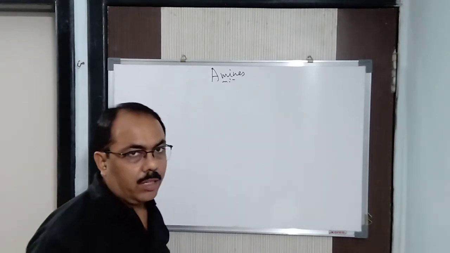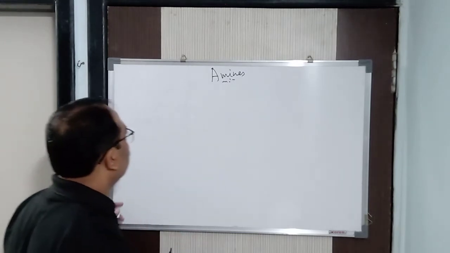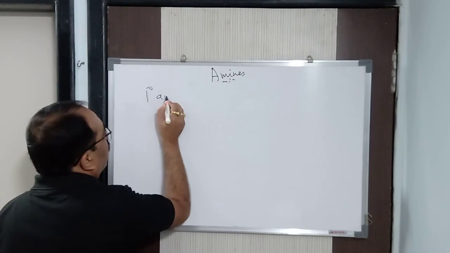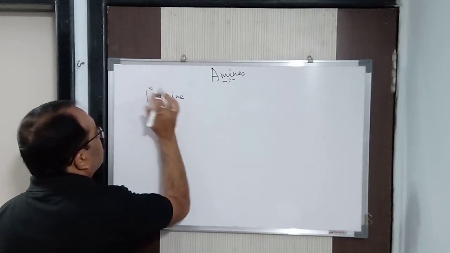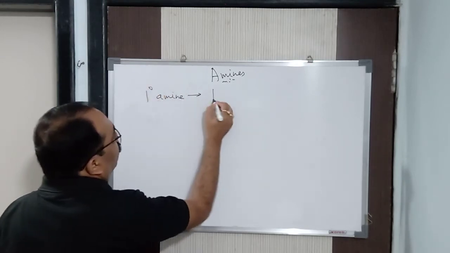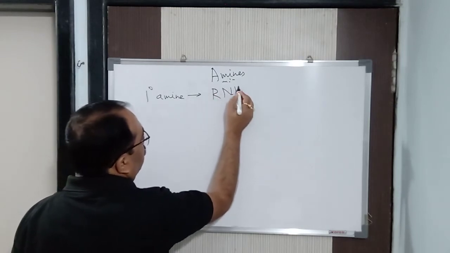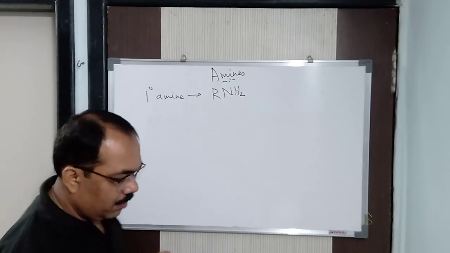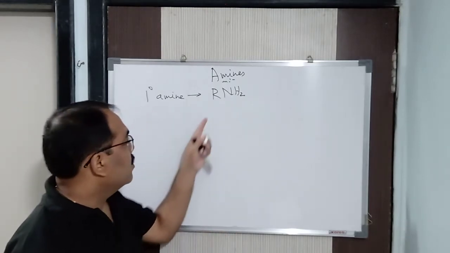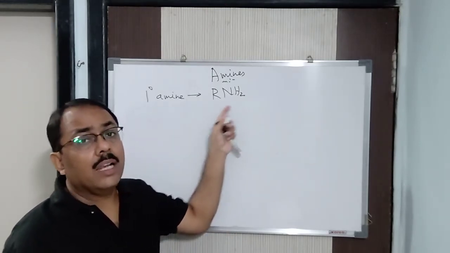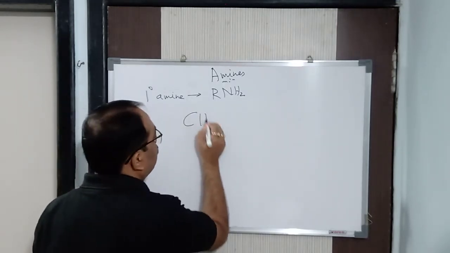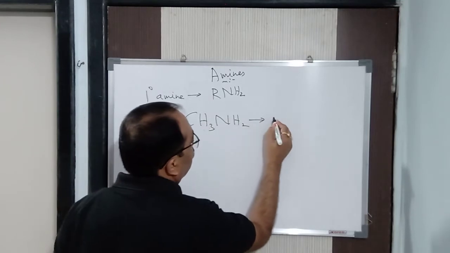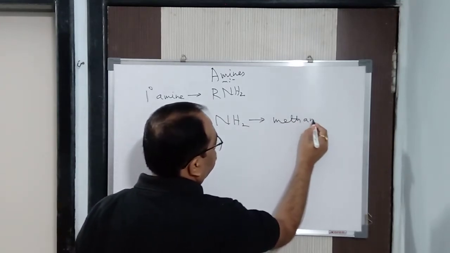Now coming one by one, first is primary amines, that is 1 degree amine. The general formula is RNH2. For example, we can have CH3NH2, methylamine, and the IUPAC name is methanamine.